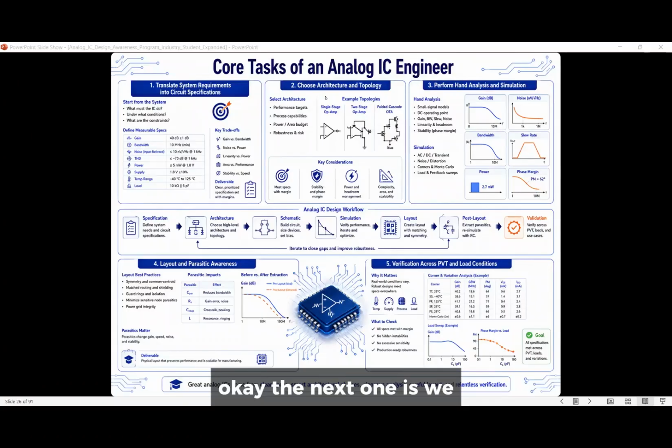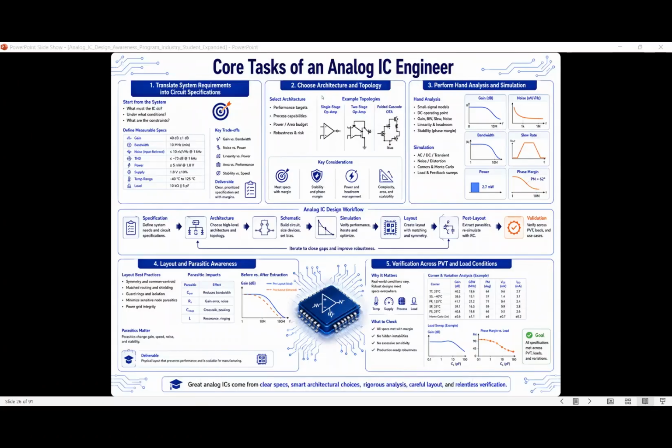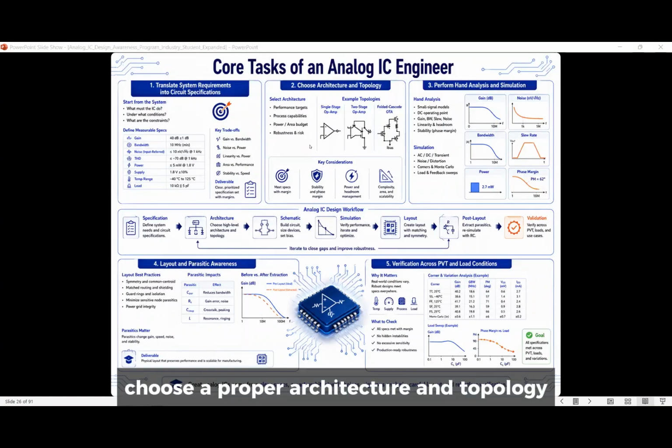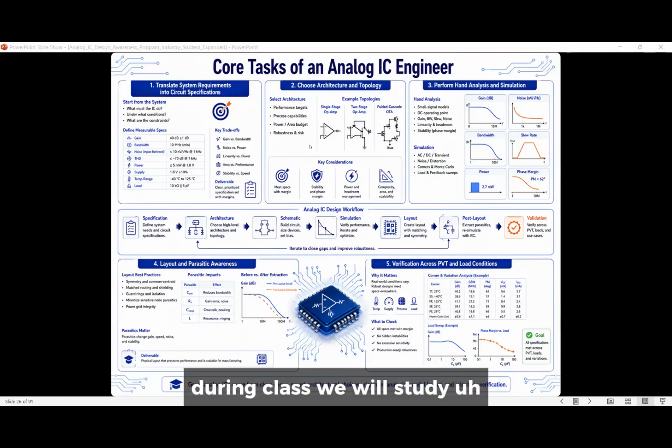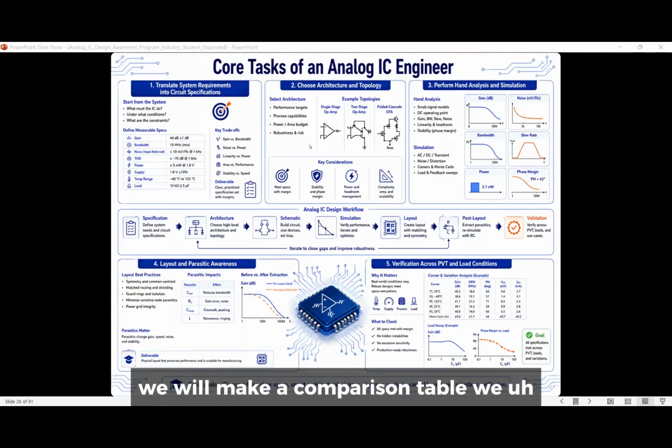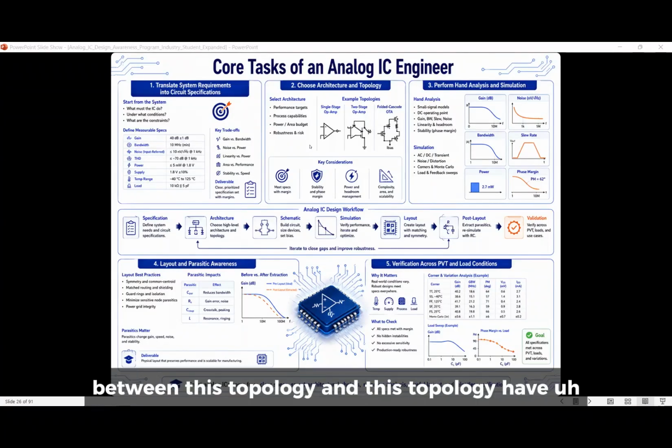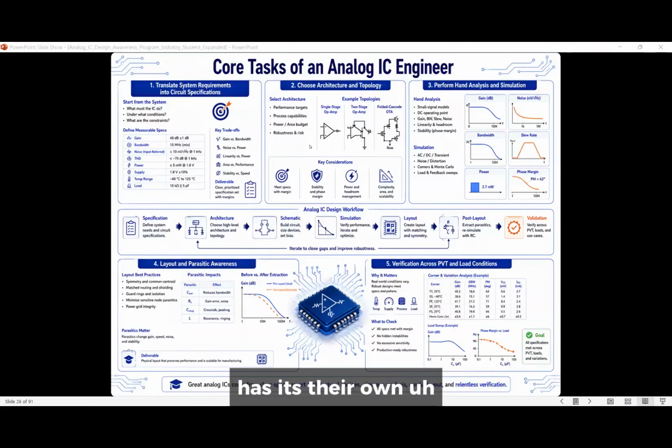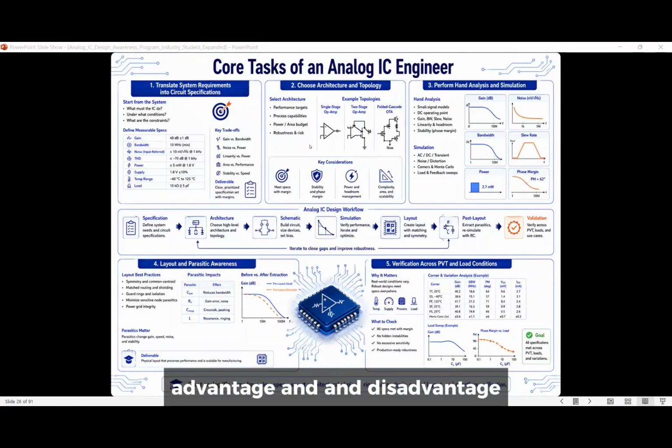Okay, the next one is how can we choose the proper architecture and topology. During class we will study several topology configurations of the amplifier. We will make a comparison table between these topologies, and each topology has its own advantages and disadvantages. So we have to summarize it.